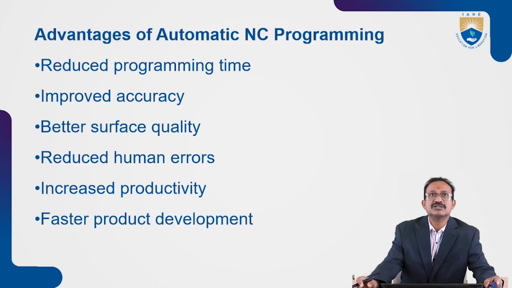Advantages of automatic NC programming: reduced programming time. It reduces the programming time significantly. Why? Because we need not write the program. Next, improved accuracy. Obviously, there is a chance to make errors when a human is writing the program. So we are generating the program from the CAD models, and obviously we get good accuracy.